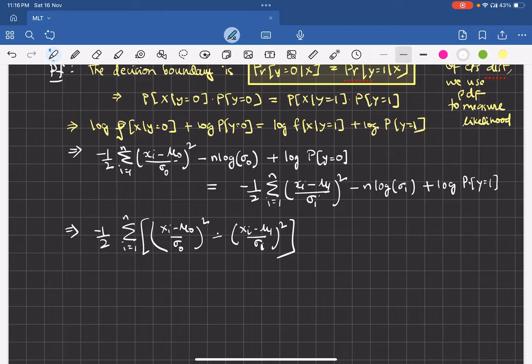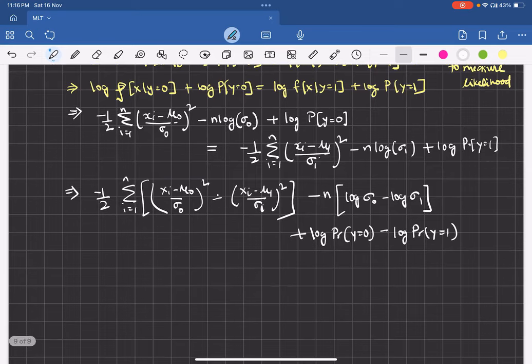Now we will have another term, which is minus n times log of sigma naught minus log of sigma 1, right? Then I have some probability terms. So this will be log of probability y equal to 0, plus, sorry, it will be minus log of probability y equal to 1. So this will be equal to 0. So this is the term that we have, right?